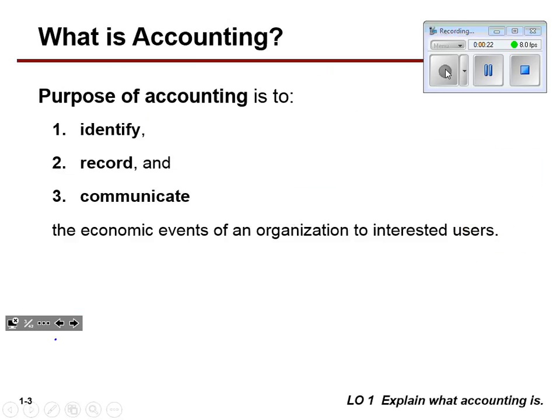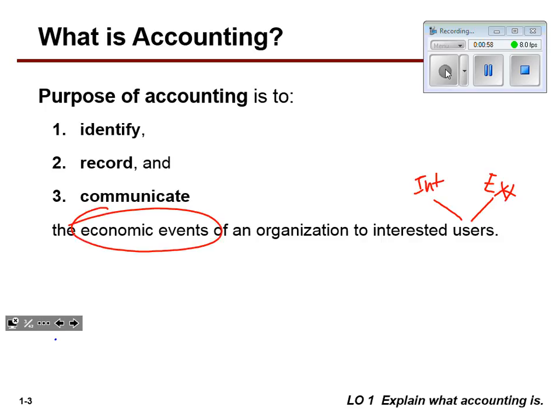When it is whittled down to its very core, the purpose of accounting is to identify, record, and communicate. I saw that in your notes. Here's where you'd want to highlight and emphasize that I, R, and C, identify, record, and communicate, are very, very important. What are we identifying, recording, and communicating? The economic events of the organization to the interested users. Those could be internal, those could be external, and we're going to give some examples of those in a minute. The key here is economic events.